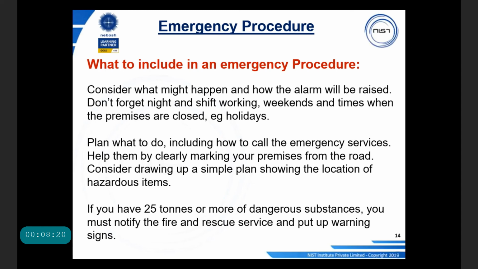Next is drills and exercises. Why is it that you have to conduct a mock drill? Why is it not enough if you just did a training and gave some information? Check the effectiveness, check preparedness.